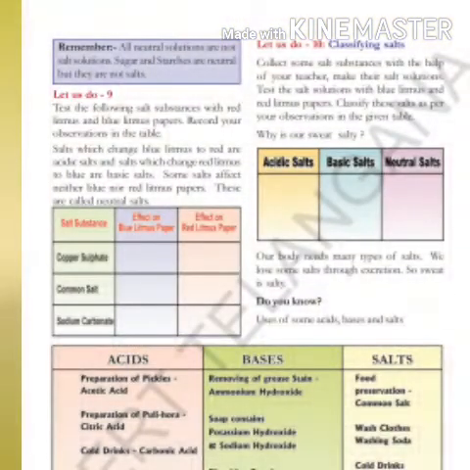Understand children? Salts are also of three types: acidic salts, basic salts and neutral salts. Acidic salts means in neutralization reaction acidic content is more, we get acidic salts. If base content is more, we get basic salt. If acid content and base content are both in equal concentration and equal ratio, we will get the neutral salt.